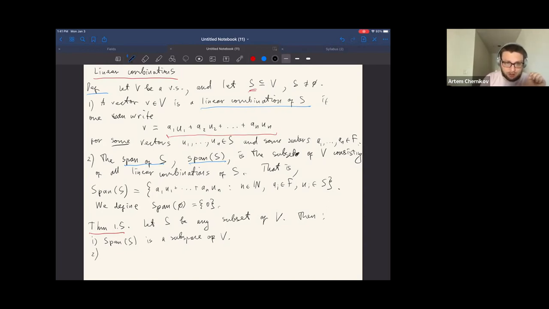And two, any subspace of V containing S also must contain the span of S. So as long as you contain S and you are a subspace, you are going to contain the span of S as well. What it's telling us is that the span of a given set is the smallest vector subspace under inclusion that contains this set. That's basically another way to formulate this property.